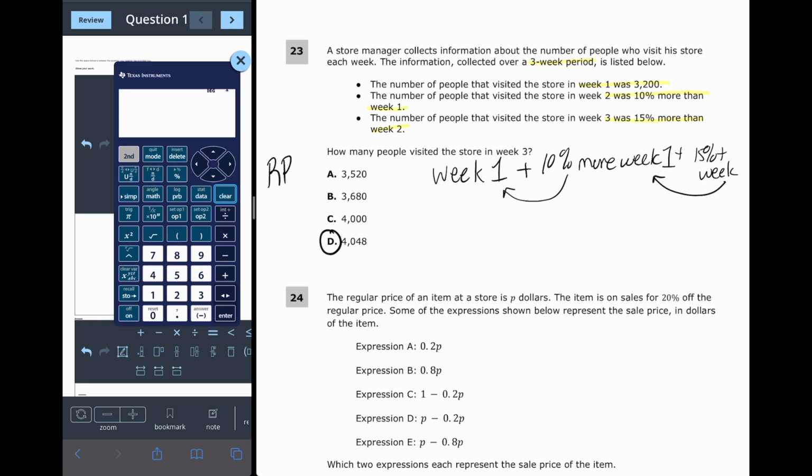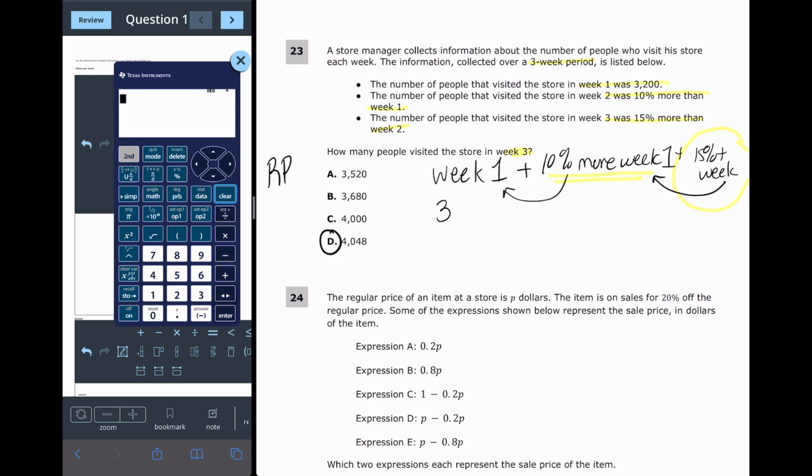So whatever this number is, we need to figure out how many people visited on the 3rd week. So I want to know, what is this number? What is 15% more than week 2? Well, I can't know week 2 unless I figure out what is 10% more than week 1. All right, so let's figure that out.